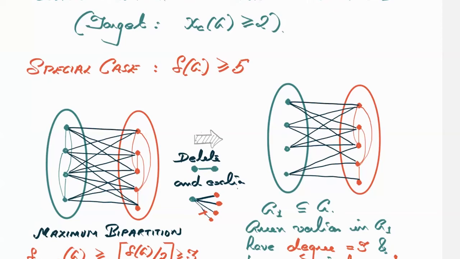So suppose your planar triangulation has minimum degree 5. Now, the first step in the proof is to find a cut, or split the vertices of the planar graph into two parts.